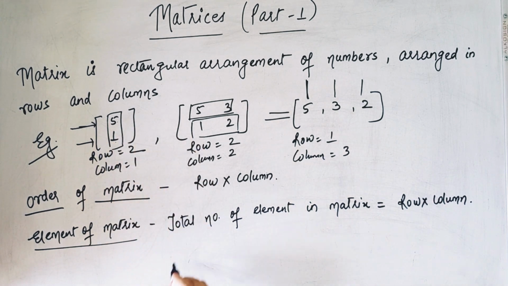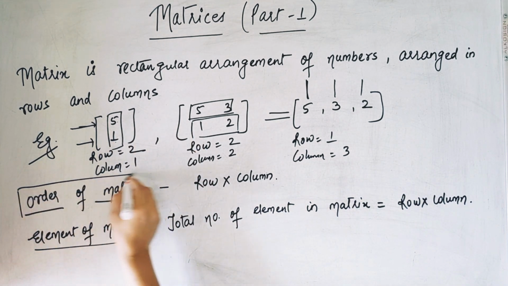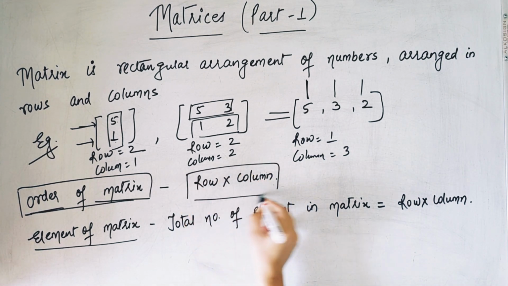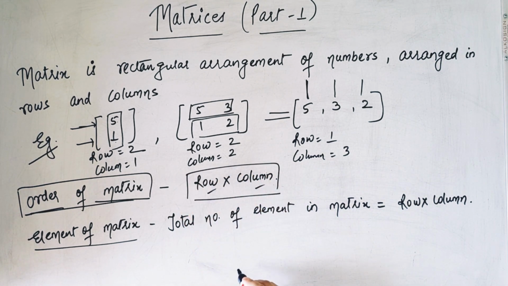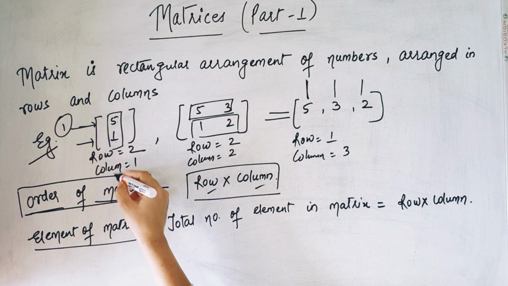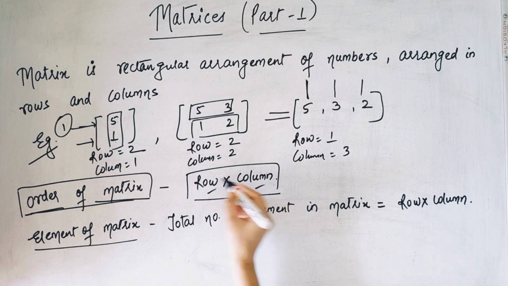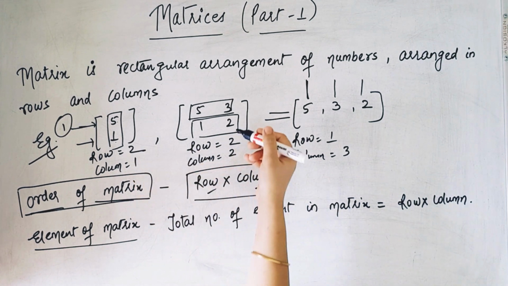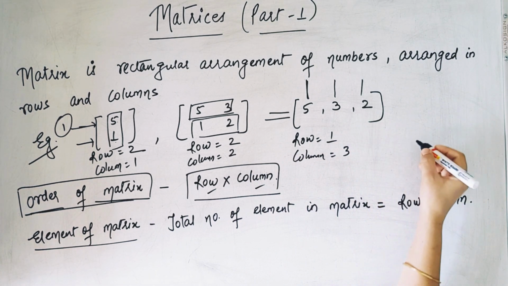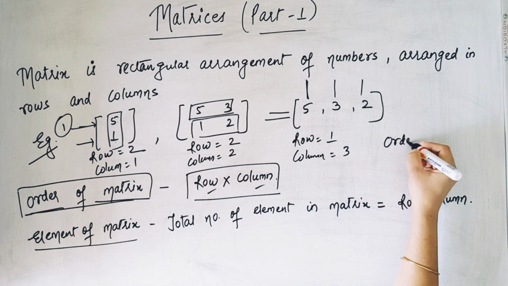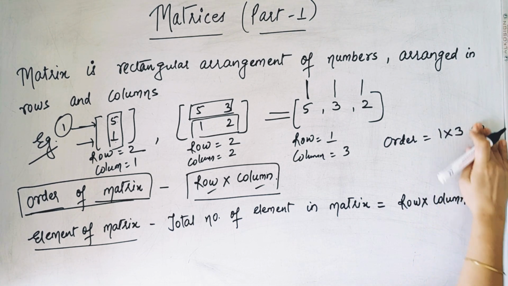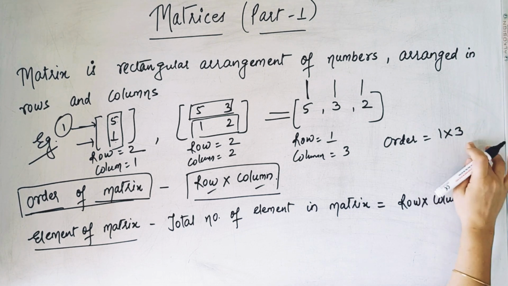Now this is a matrix. Now what is the order of the matrix? How can we calculate the order of a matrix? So the order of a matrix is row into column. Like for the first example which I gave, here the order will be row into column, that is 2 into 1. For the second, 2 into 2, and here the order will be 1 into 3. Now when we write the order, we only write it like this. We don't multiply it because they are asking for the order only. So we'll only write like this.